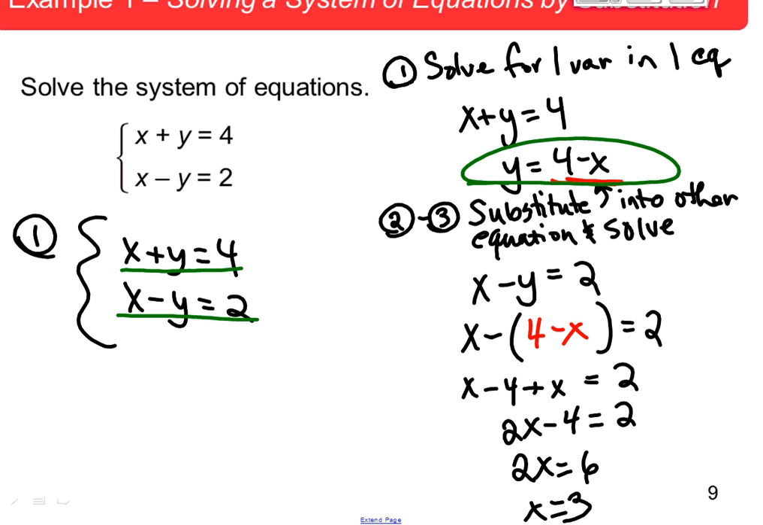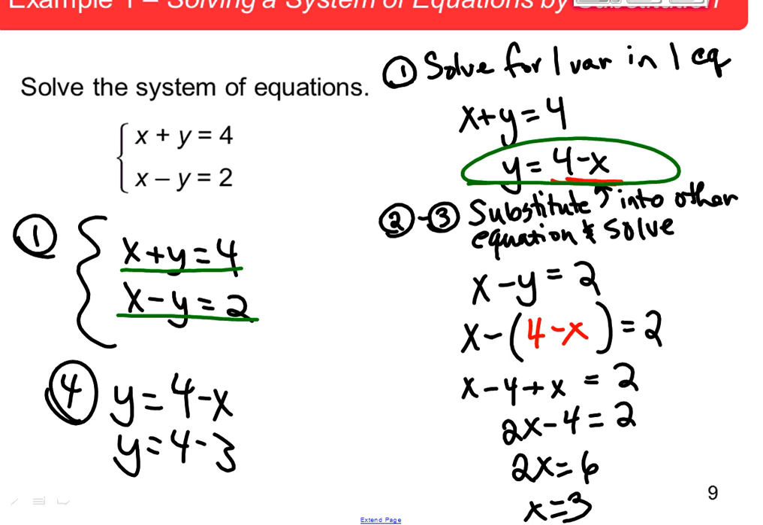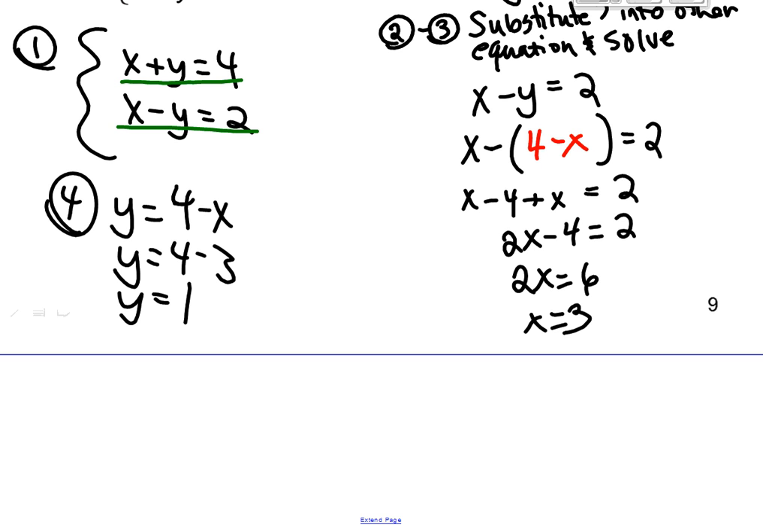So now I'm at step 4, and for step 4, the version I'm going to use is y equals 4 minus x, that from step 1, and then y equals 4 minus 3, and y equals 1. So then that gives me a solution, and in this case the solution is an ordered pair, and that is x is 3, y is 1, so (3, 1).